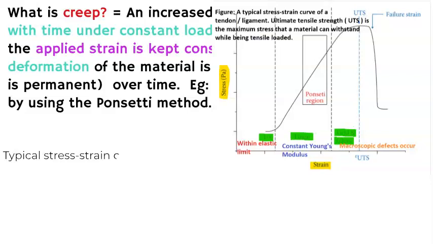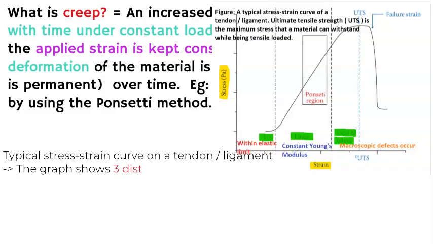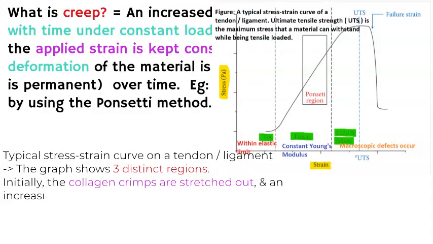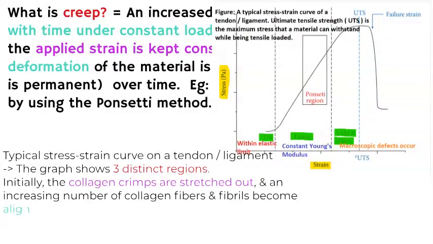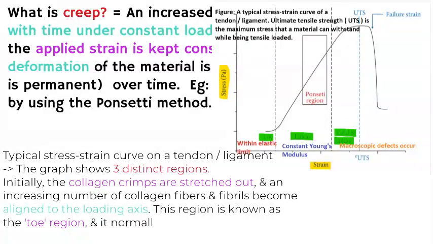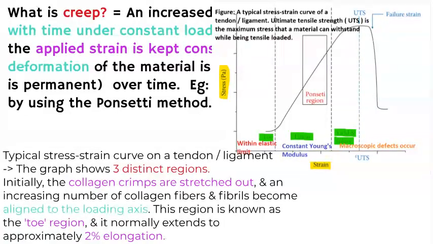The typical stress-strain curve of a tendon or ligament is shown by the graph just now. They have three distinct regions. Initially, the collagen crimps are stretched out and an increased number of collagen fibers and fibrils become aligned to the loading axis. This region is known as the toe region and normally extends to approximately 2% elongation.